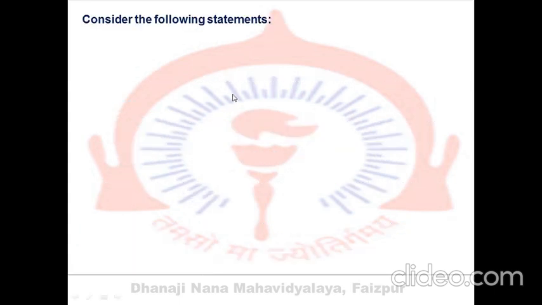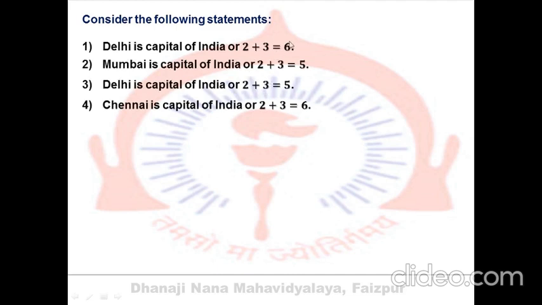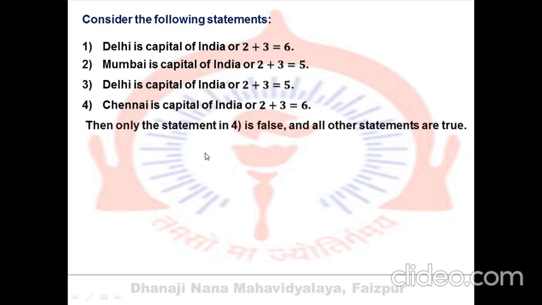So consider the following examples. These are the same examples as we have discussed earlier. In disjunction, if both substatements are false, then and only then their combined statement is false. So here we see that the fourth statement, Chennai is the capital of India or 2 plus 3 is equal to 6, has both substatements false. So here statement 4 is false and all other statements are true.